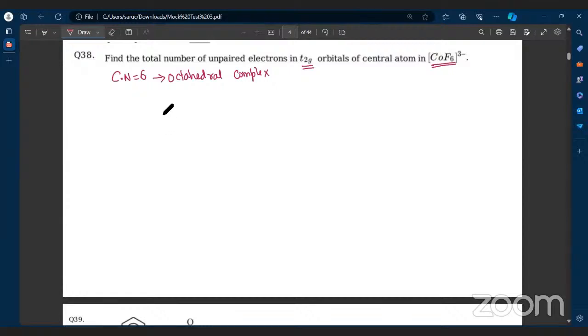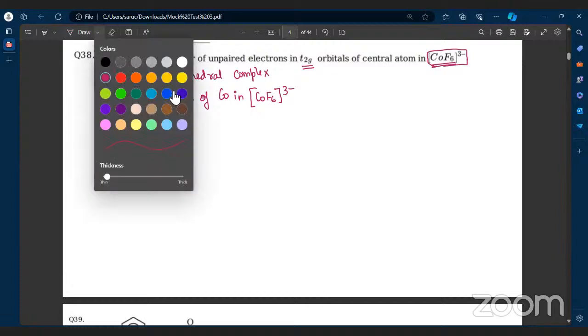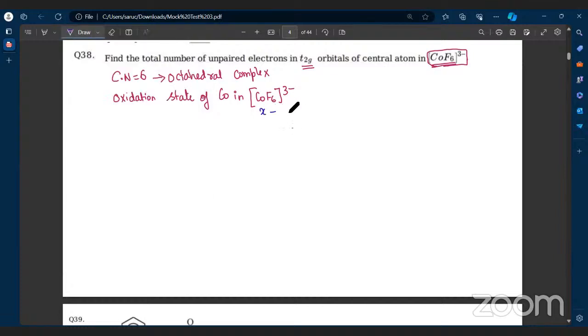First you have to calculate the oxidation state of cobalt in CoF6 3-. Can you tell me the oxidation state of cobalt? Very good. We know that for fluorine it is -1, so -6 plus X is equal to -3, so X is equal to +3. Now you have to write the cobalt configuration. Cobalt configuration is argon 4s2 3d7.